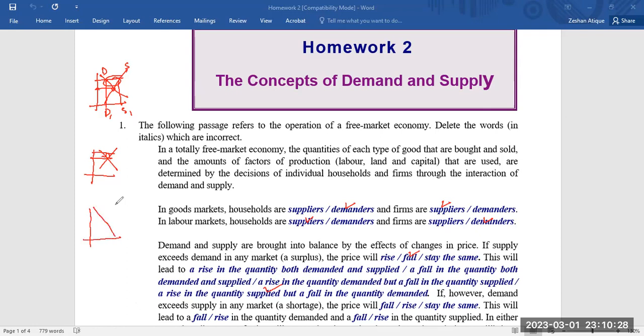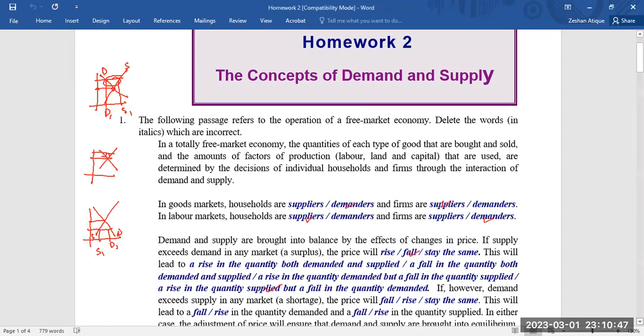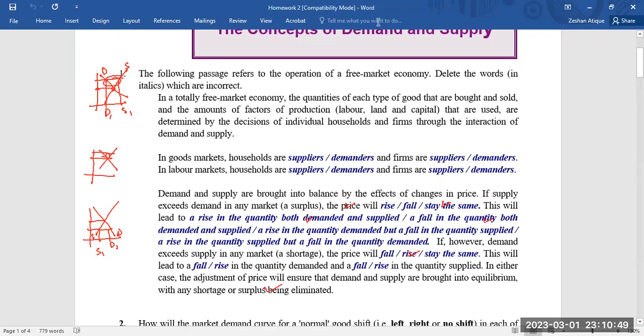If demand exceeds supply, it means that the market is setting the price below the equilibrium. Here the demand is greater than supply. This is the amount that is being demanded, and this is the amount that is being supplied. Now, if the demand is more than the supply, what should happen?